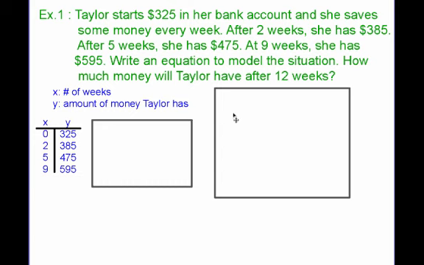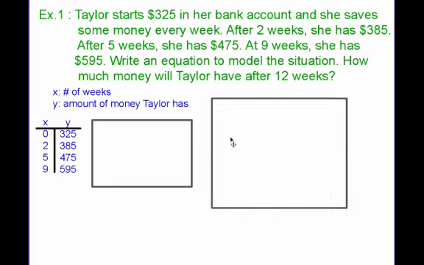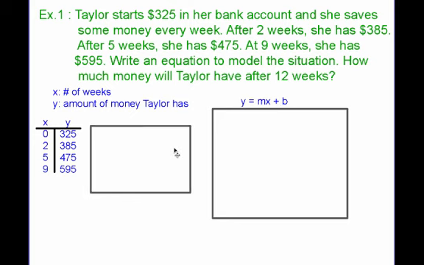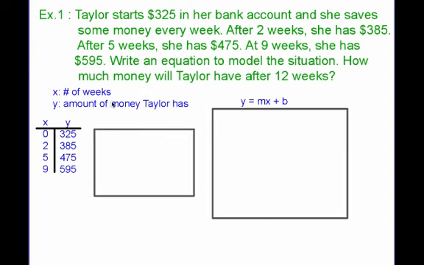So now we want to write an equation. Well, we know the y-intercept right here. So we're going to start by going right into slope-intercept form, y equals mx plus b. We know our y-intercept is going to be 325, so now we need to figure out our slope. To find our slope, all we need to do is use our slope formula, y2 minus y1 over x2 minus x1.